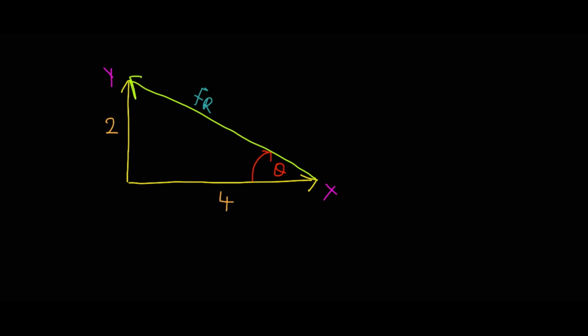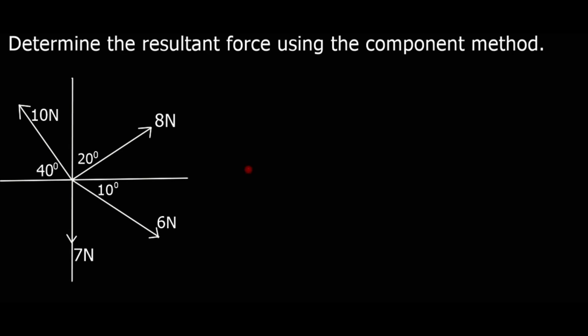And then we use the trig ratio again. You can say tan theta is equal to opposite over adjacent. Your opposite is 2 and your adjacent is 4. So from there we'll find your theta, and finding this theta will give your direction. Now we will look at more questions related to the resultant force, and it is going to make more sense. This question asks us to determine the resultant force using the component method.